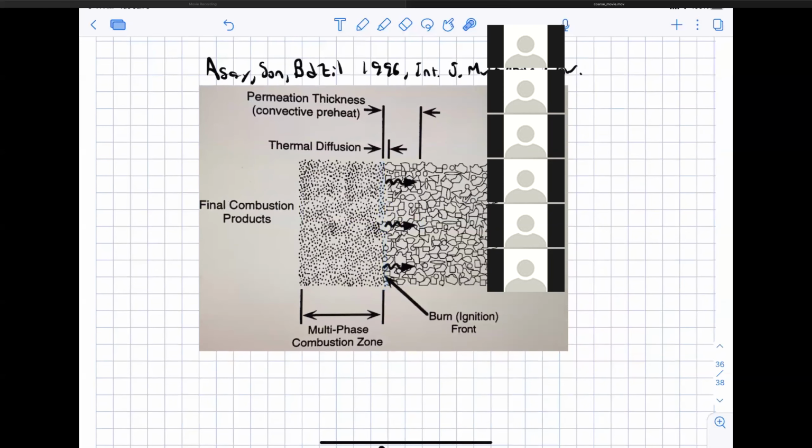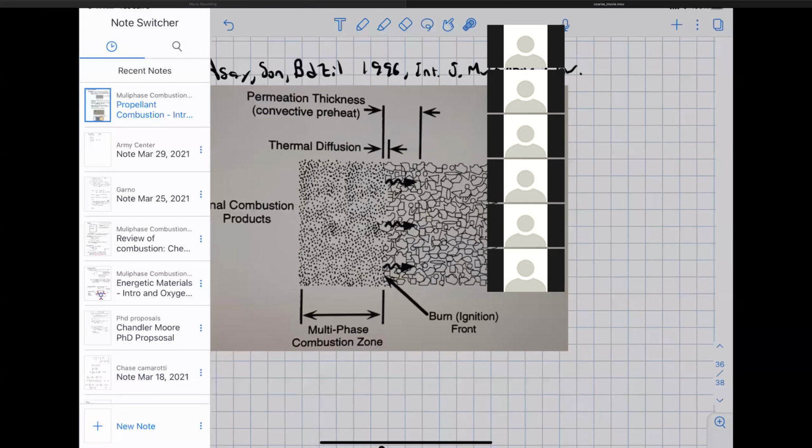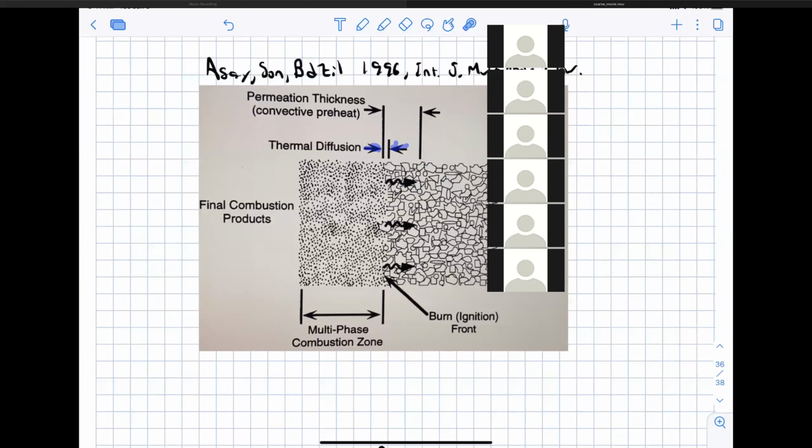And so you could consider this, that if this was not a porous bed, the permeation thickness or the convective preheat zone would be basically of zero thickness, and the thermal diffusion thickness would dominate. And so such a flame, when heat conduction is dominating the heat transfer into the propellant surface or a flame surface in general, is called a conductive flame. If it's dominated by this convective heat transfer effect, it's called a convective flame or convective burning.